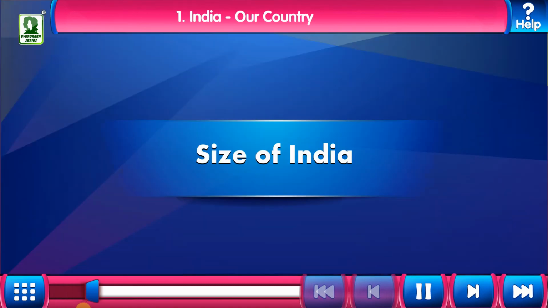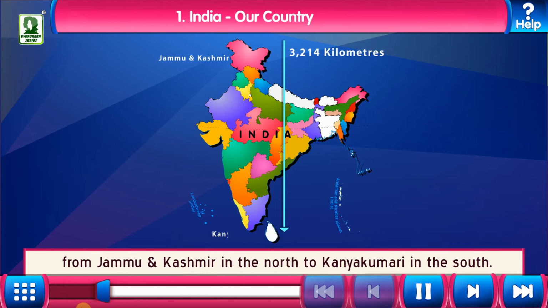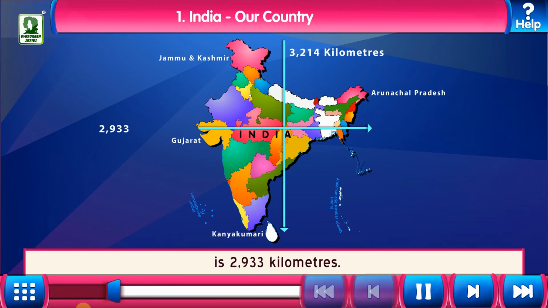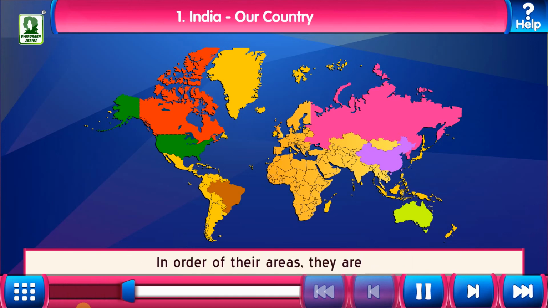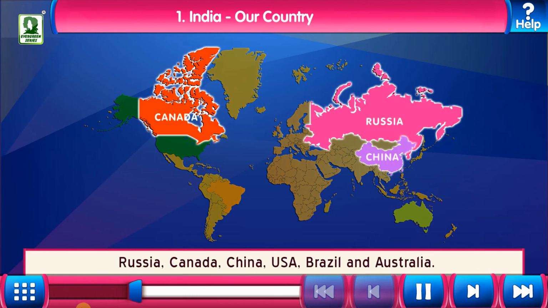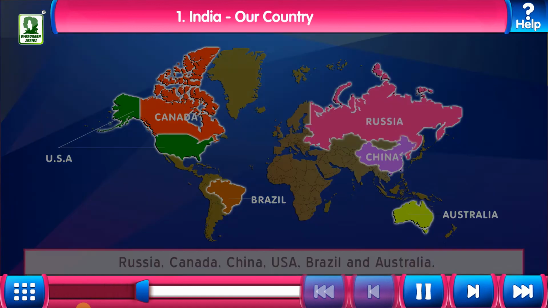Size of India. India stretches for about 3,214 kilometers from Jammu and Kashmir in the north to Kanyakumari in the south. Its breadth from Gujarat in the west to Arunachal Pradesh in the east is 2,933 kilometers. Only 6 countries in the world are larger in size than India. In order of their areas, they are Russia, Canada, China, USA, Brazil, and Australia.